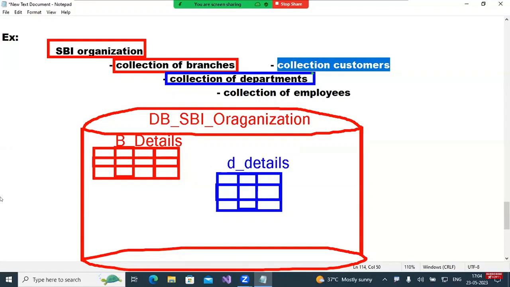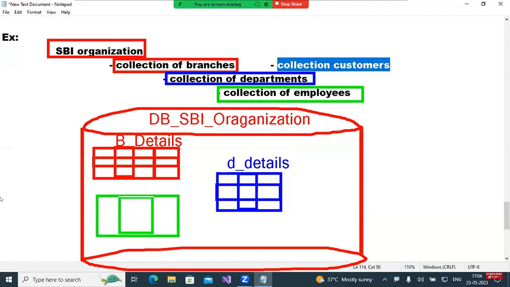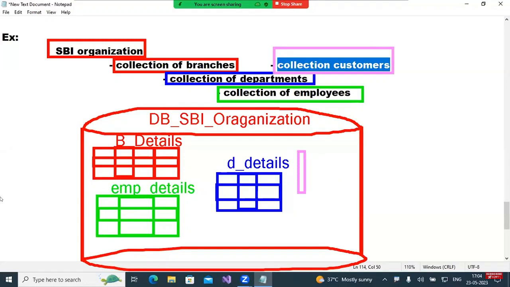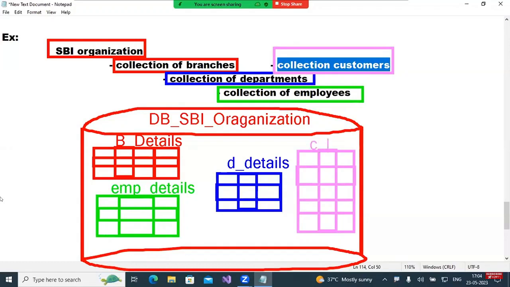Now I'm creating one more table. In each department, how many employees are working? So this is called EMP details. Next we have customers. For storing customer information, we need to create one more table, which holds customer related information. So this is called C details.